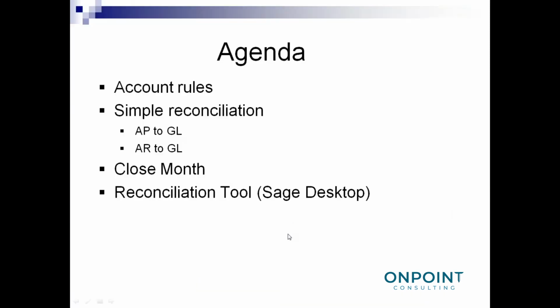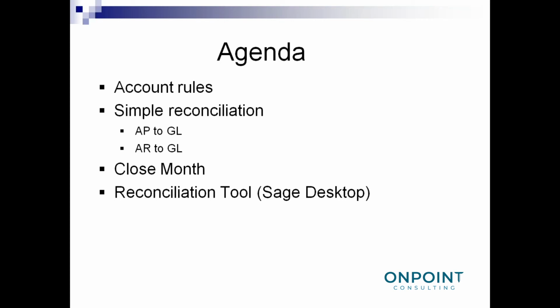The agenda for today, we're going to talk about some account rules, specifically around specific GL account numbers in Sage 300 that you want to be careful of how information gets to those accounts. If you don't follow the rules that we're going to talk about in a moment, you're going to find that your reconciliation each month is going to be more difficult because of not following those rules.